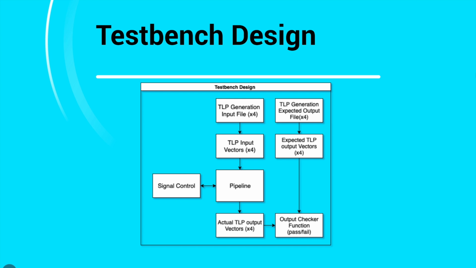Next, the test bench reads in 4 TLP generation expected output files. These files contain the completion headers and the corresponding payload for the 4 TLP generation input files. They are stored into expected TLP output vectors. The actual TLP output vectors are then compared to the expected TLP output vectors, and a pass or fail will be returned from the test bench.